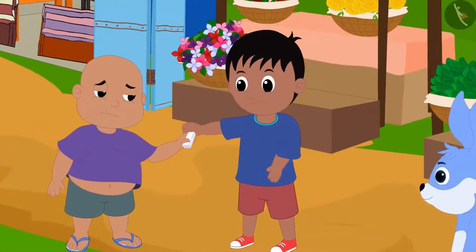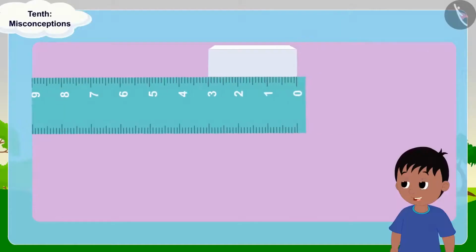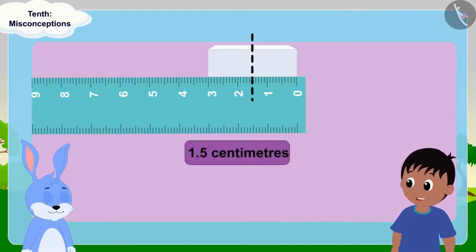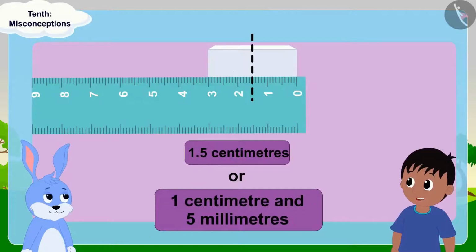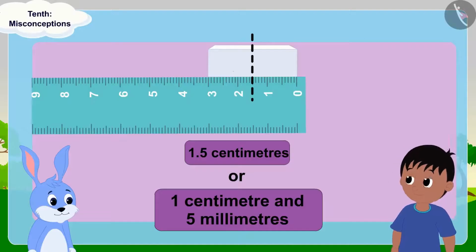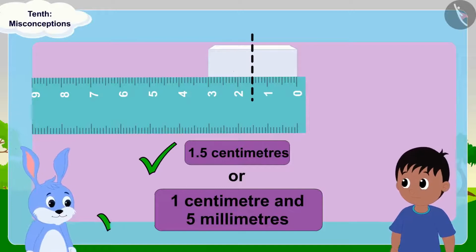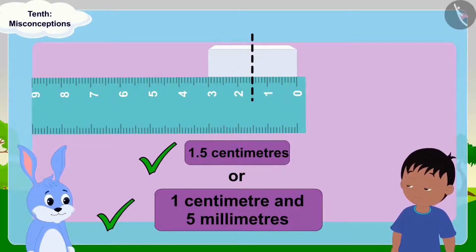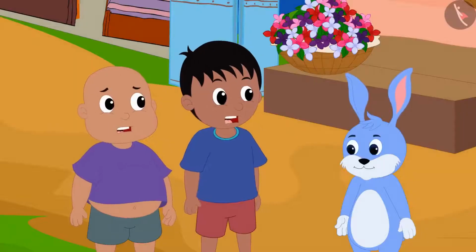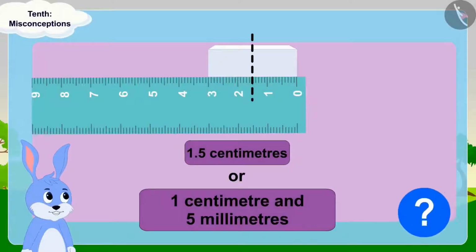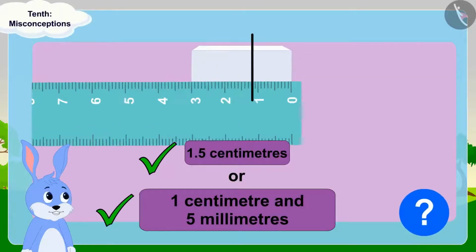Just then, Bunny was passing by. Bunny, can you tell us whether half of this eraser is 1.5 centimeters long or 1 centimeter and 5 millimeters long? Raju asked Bunny. Bunny burst out laughing. Hey, both. Bunny told Raju. Raju and Bablu could not understand anything.